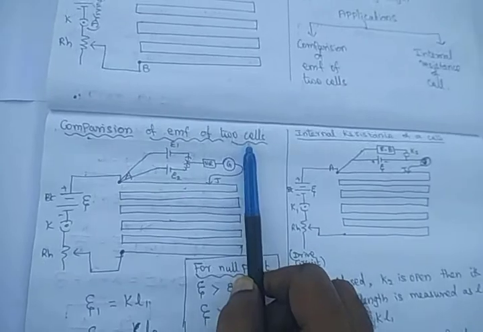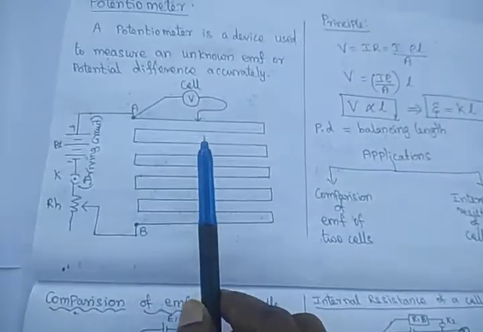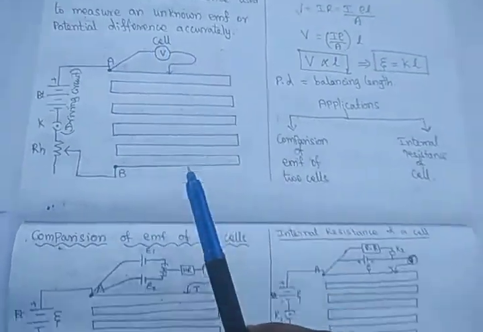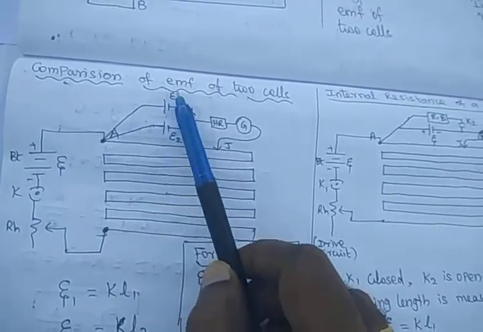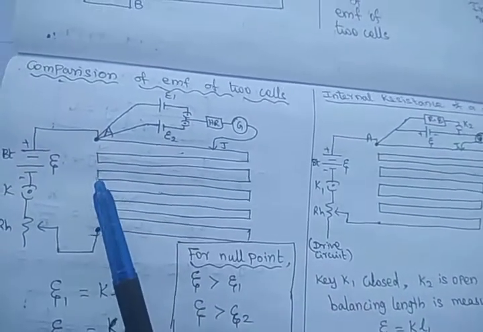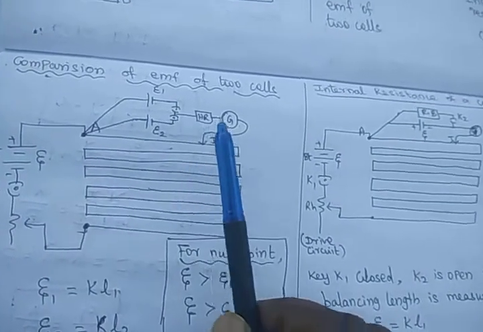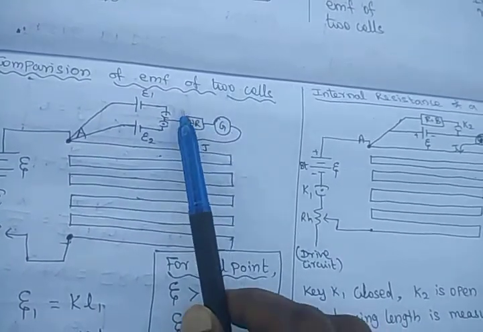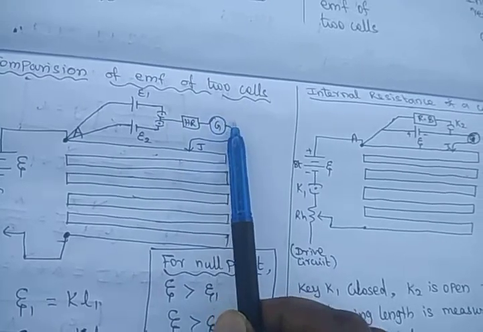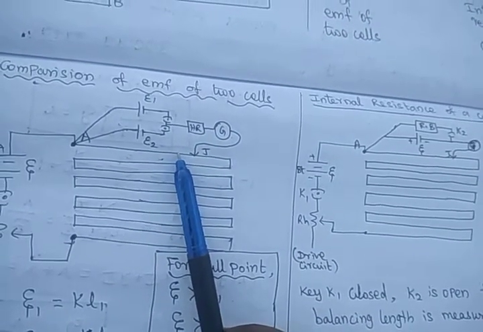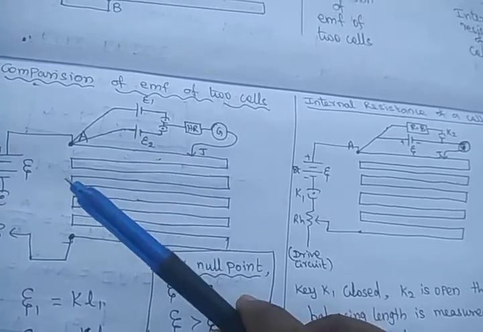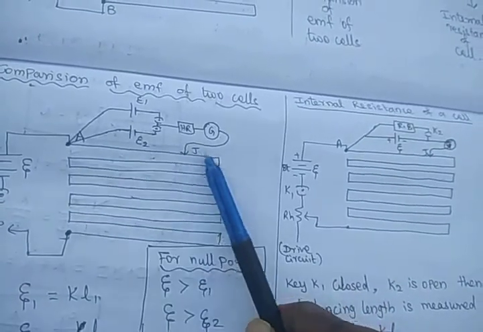So very simple. The comparison of EMF of two cells. The same circuit only we are going to use here. The same thing, except here we are using two cells which are connected in this manner. The first step is, here we are connected with the HR, that is a high resistance to protect the galvanometer, and the galvanometer is connected to the jockey. Dear students, very simple. The jockey is a connector. It will slide over the 10-meter wire.